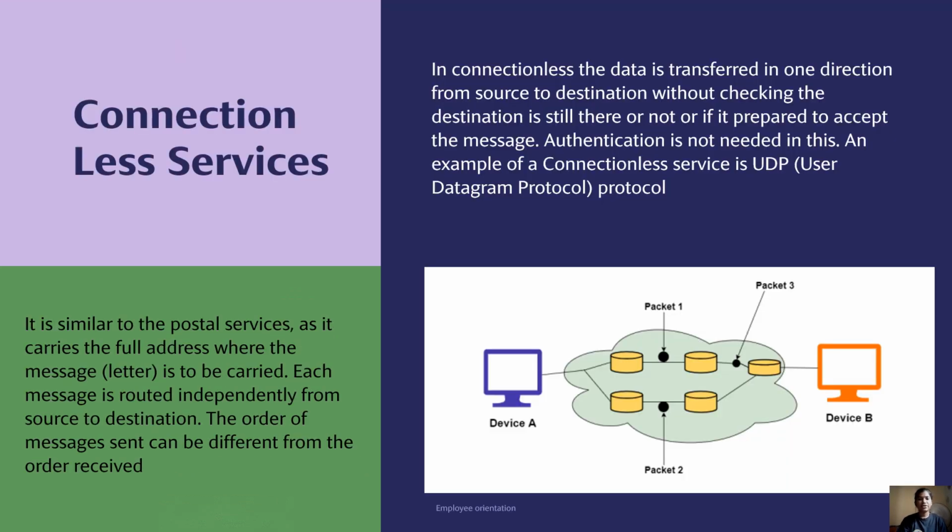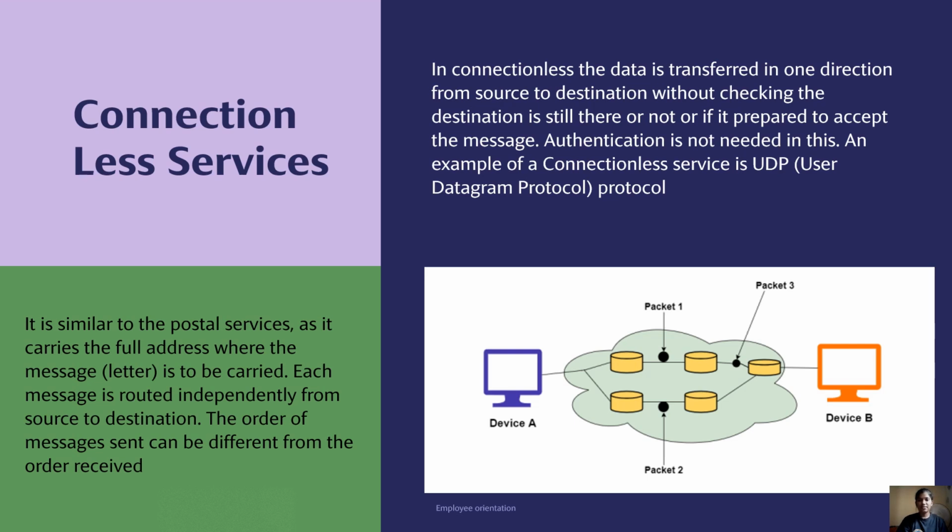Next, we'll be seeing connectionless services. It is similar to postal services, as it carries the full address where the message is to be carried. Each message is routed independently from the source to destination, and the order of messages sent can be different from the order of receipt. So this is the main thing we'll be learning about connectionless services. In connectionless service, the data is transferred in one direction from source to destination without checking whether the destination is still there or prepared to accept the message.